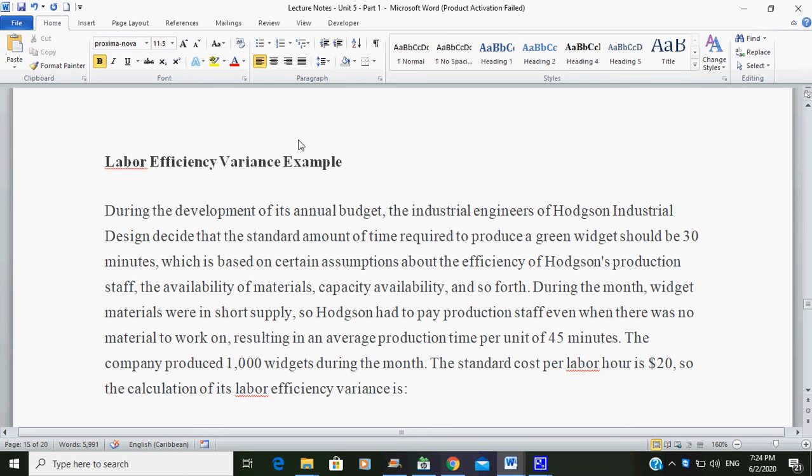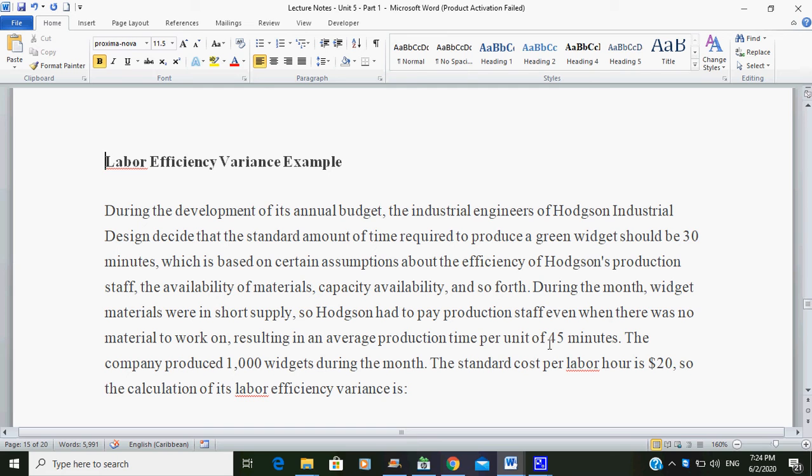So the calculation of this labor efficiency variance: remember, the formula is what? Actual hours minus standard hours, times standard rate. What you should do is write this down before you do the calculation. So it's actual hours minus standard hours, times standard rate. We'll substitute figures for this. Actual hours minus what? Standard hours. In this question, the actual time is 45 minutes, not hours, and the standard is 30 minutes.